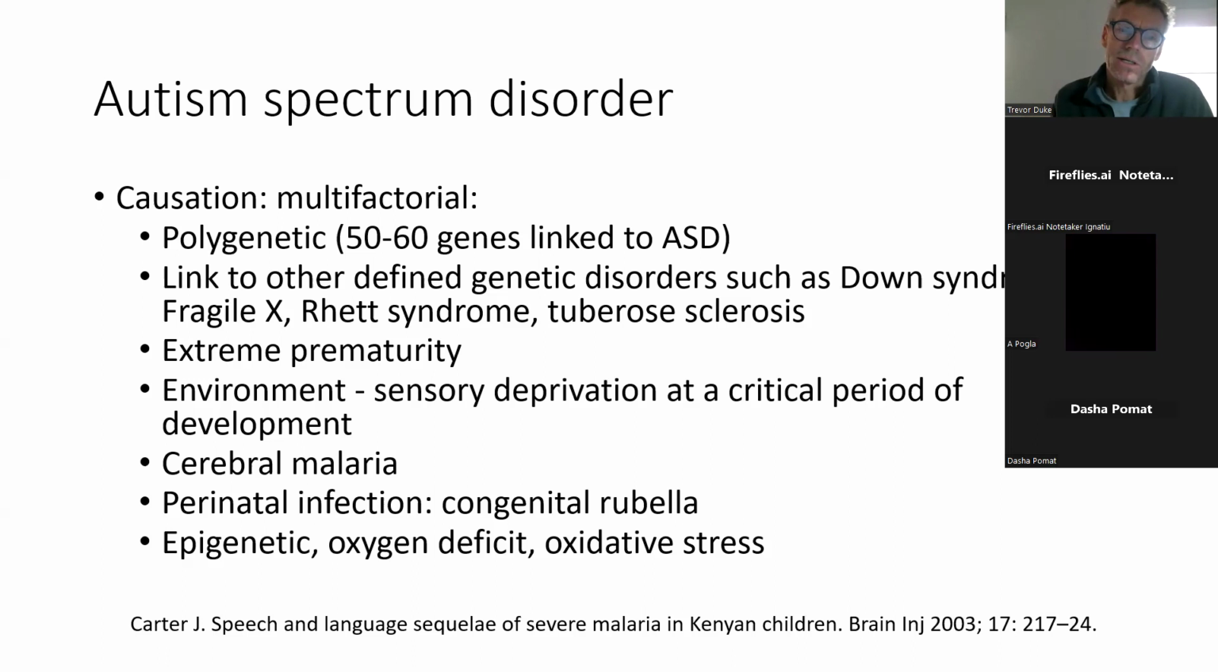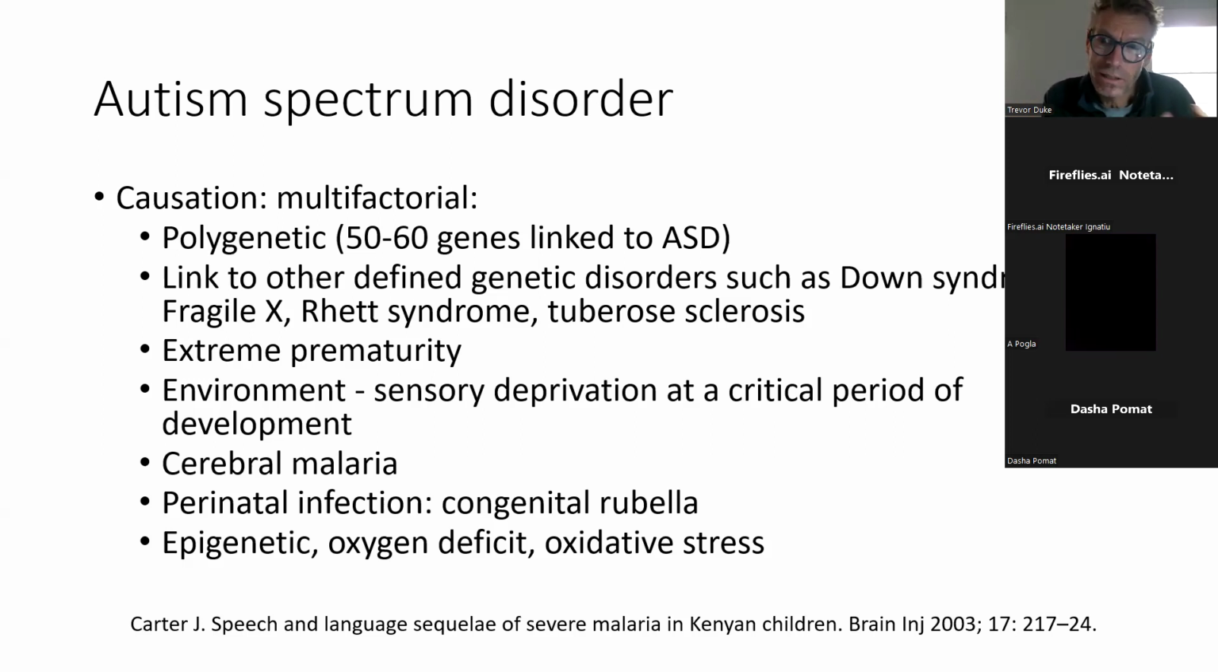They had all the features, but the cause of that wasn't autism itself. It was just extreme, profound sensory deprivation of a child who's in an institution. There's also some interesting studies showing that cerebral malaria is linked to autism. That is, some children who survive cerebral malaria may have, as an ongoing neurological sequela, the features of autism. And then we know that certain other infections, like congenital rubella syndrome, are associated with autism.